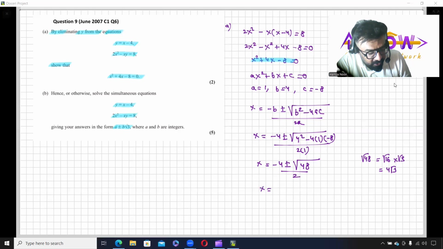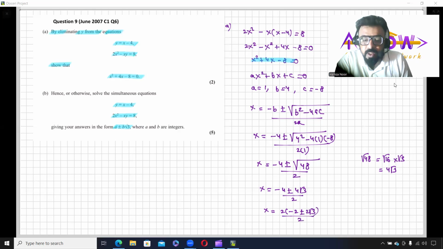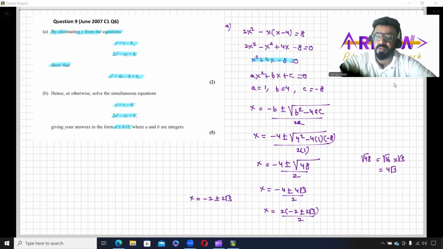Therefore x is equal to minus 4 plus minus 4 root 3, completely divided by 2. Simple. If you factor out 2 in the numerator, we get 2 multiplied by minus 2 plus minus 2 root 3, completely over 2. So 2 and 2 cancel out. Therefore the x coordinates of the points of intersection are x is equal to minus 2 plus minus 2 root 3. But the requirement is not complete here, because the purpose of solving the simultaneous equations is to find the points of intersection between the two graphs. Here we have 2 points of intersection.